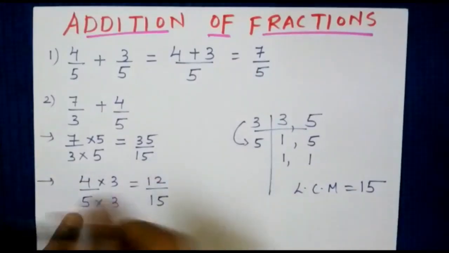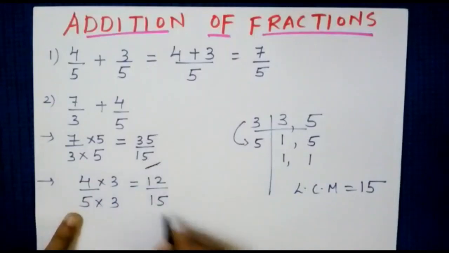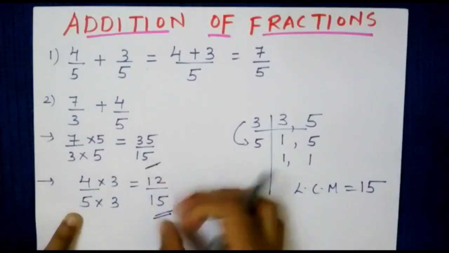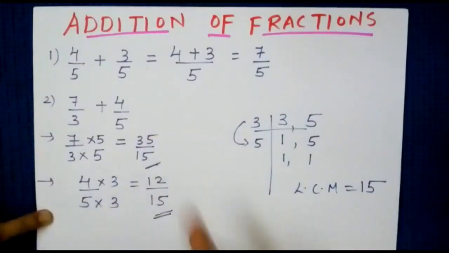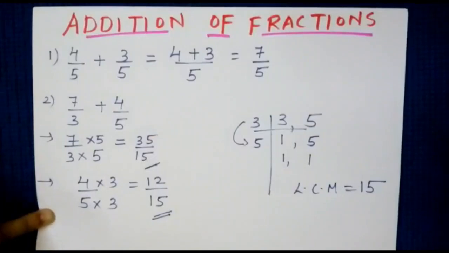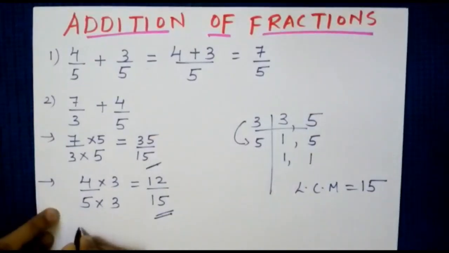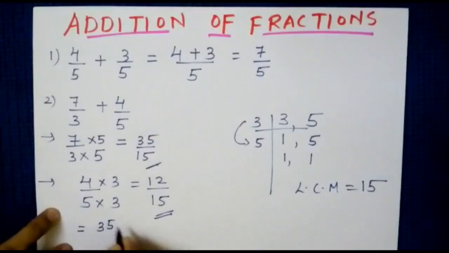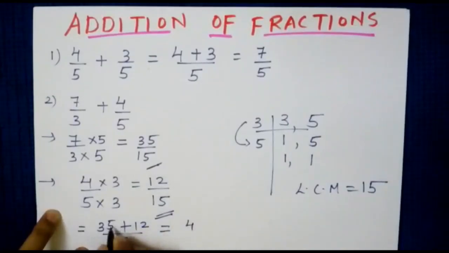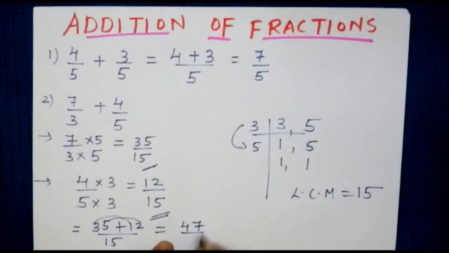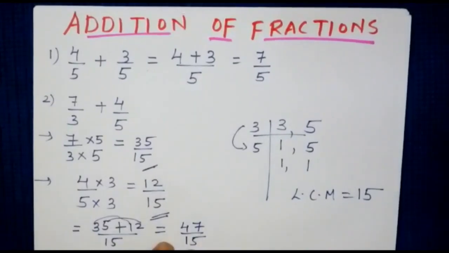Now as you can see, the denominators are same, 15 and 15. So now we can add up these two fractions. 35 plus 12 whole upon our LCM, that is 15. 35 plus 12 will give you how much? 3 plus 1, 4, you can add directly like this, and 5 plus 2, 7. So 47 upon 15. This is our answer.